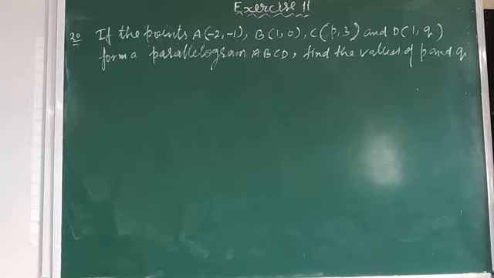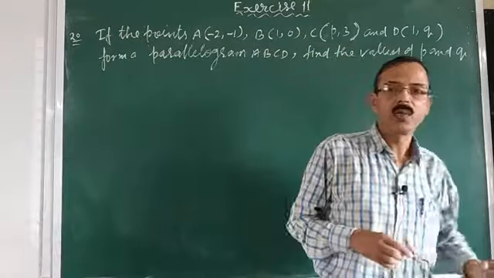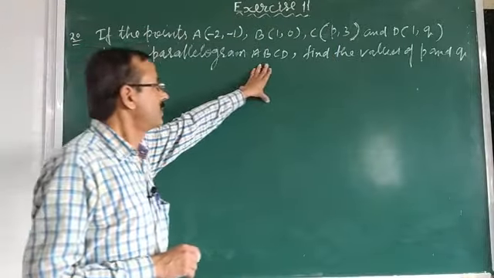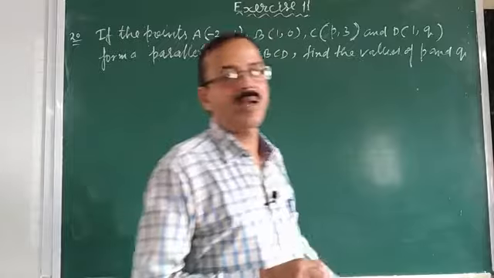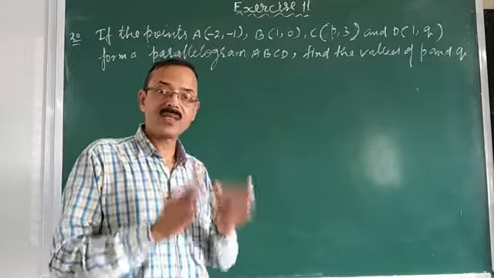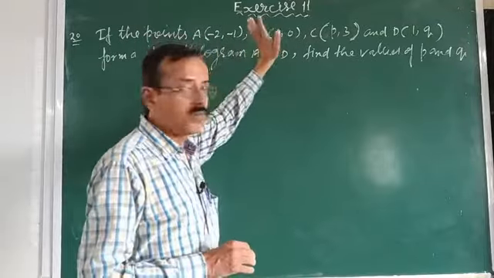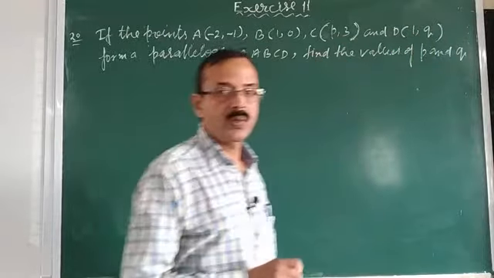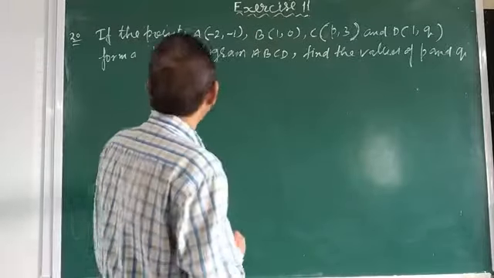Now question number 20 of this exercise: if the points A(-2, -1), B(1, 0), C(p, 3) and D(1, q) are the vertices of a parallelogram ABCD, find the values of P and Q. P and Q are the two unknowns. In the previous question one vertex was unknown, but here two vertices are given incompletely. So we have to find P and Q by using the same process as the previous question, no different. Now let's see how we can do it.